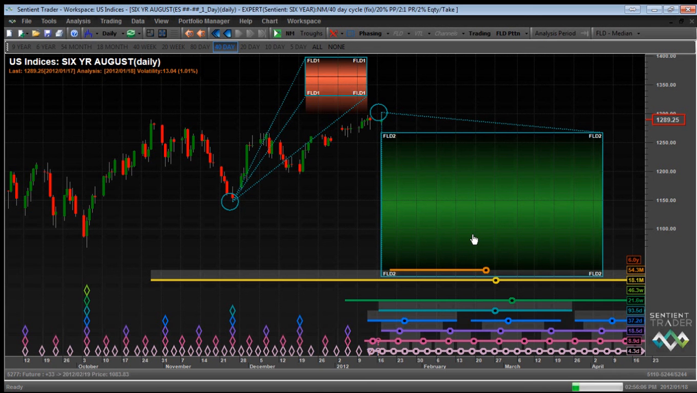What does it mean when Sentient Trader plots a big projection box? It means that the cyclic picture is not very clear. Okay, so would I trade this short move?